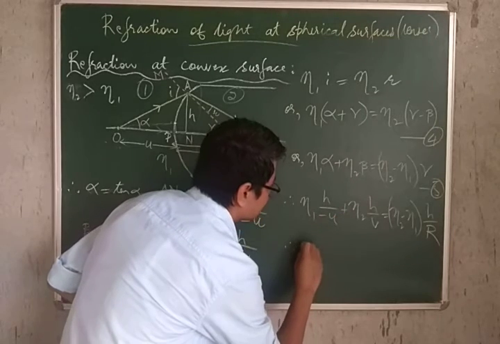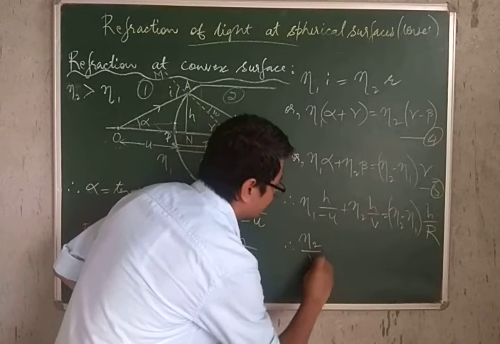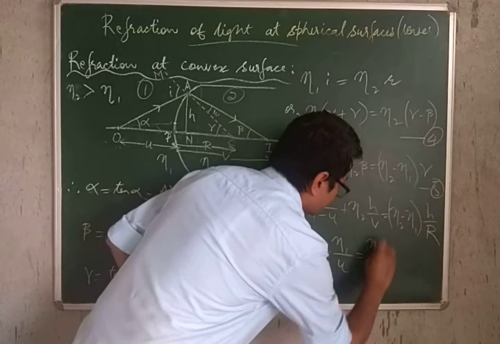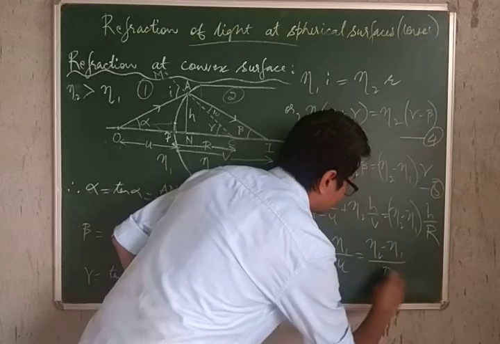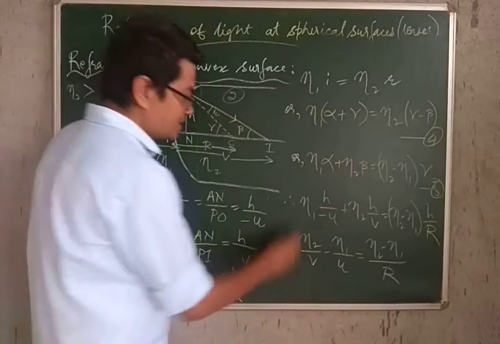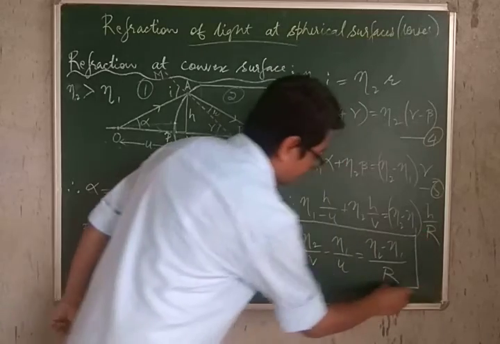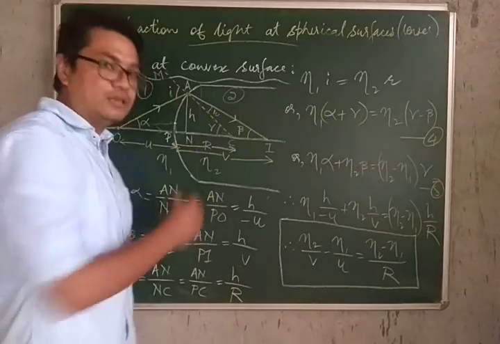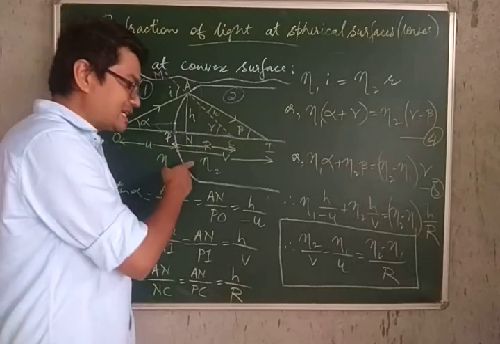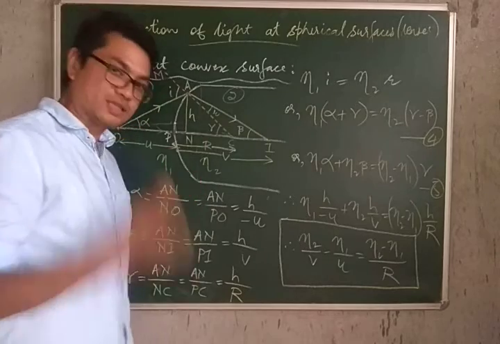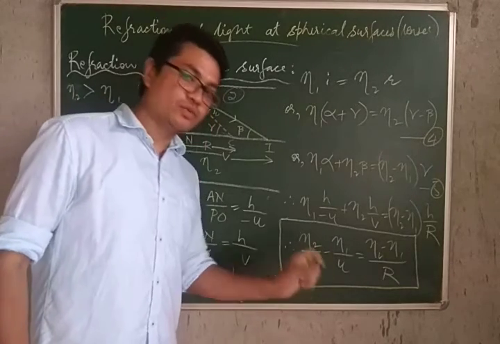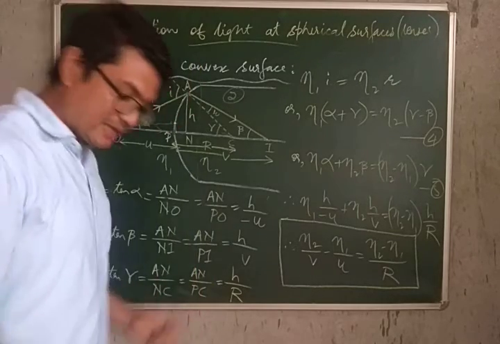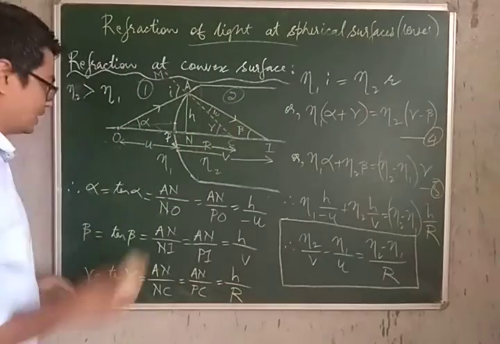So what we can write is eta 2 by v minus eta 1 by u is equal to eta 2 minus eta 1 divided by r. So this is your relation for refraction taking place through a spherical surface. To be more precise, in this case a convex spherical surface, but I told you, you get the same relation for a concave spherical surface also. If you try for a concave spherical surface, you get the same thing.